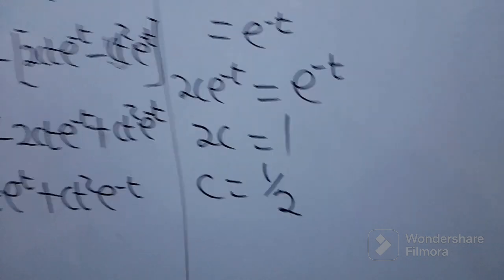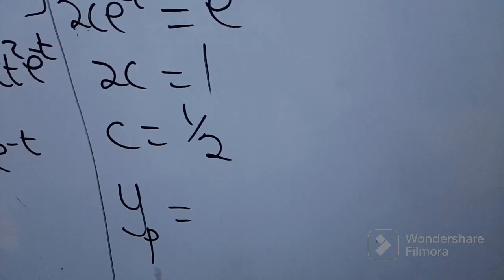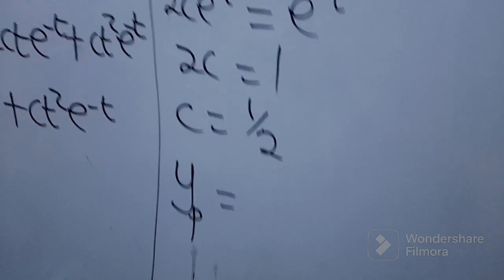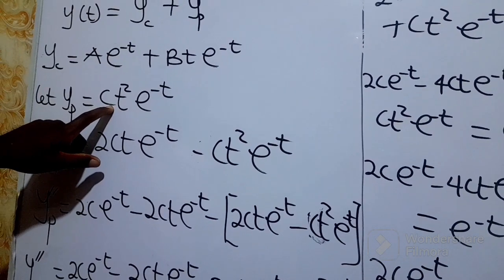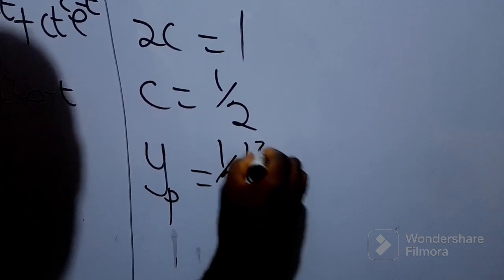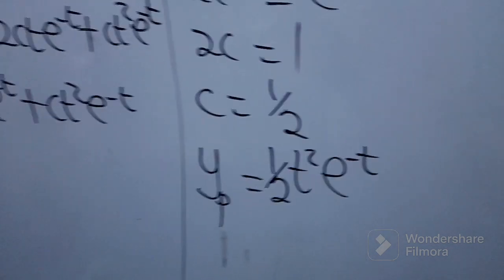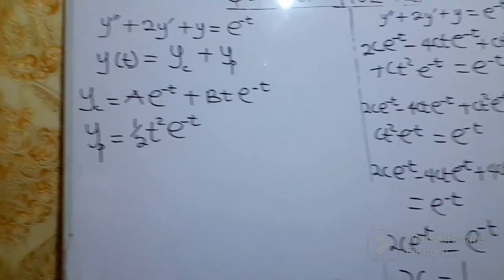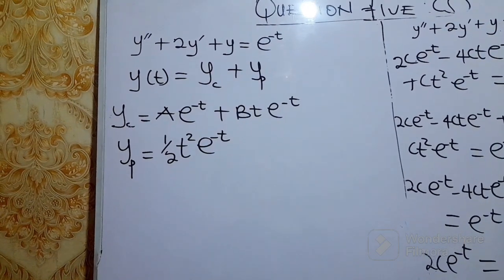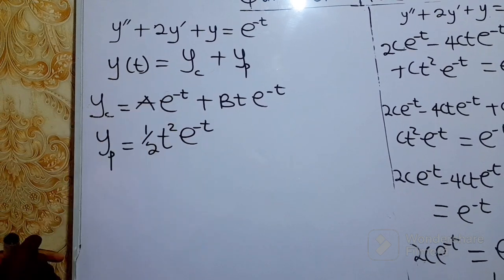Having gotten the value of c, our solution to the non-homogeneous side, that's y of p, will be equal to this. Remember, we said it's this. So the c is half, so half t squared e exponent negative t. So remember, we said the solution to our differential equation is y of c plus y of p. That's the method of superposition. So now we'll add them to form the general solution.